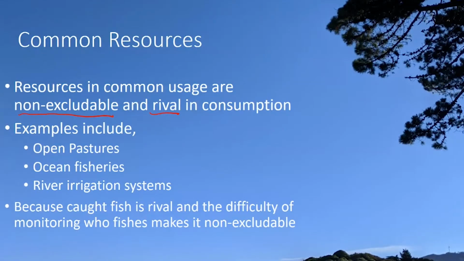So let me give you some examples. The examples include open pasture lands where cattle can be grazed, so you can let them wander freely in the open pastures to feed, and then collect them all up later and use. Ocean fisheries. Ocean fisheries just means the large areas of ocean which are open to anyone who wants to take a boat out there and fish off certain coastlines in certain regions where fish are known to migrate. That's another example of a common resource.